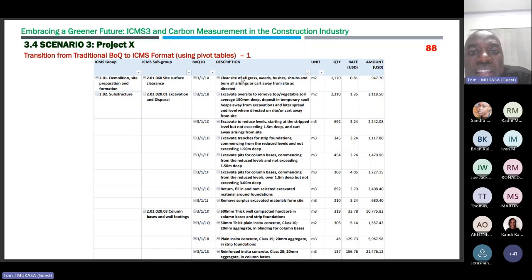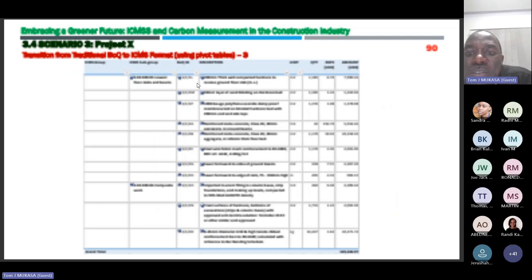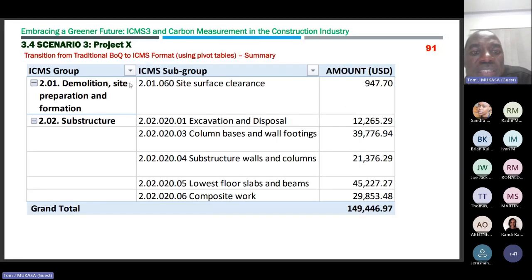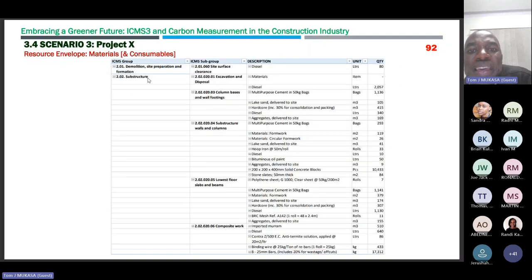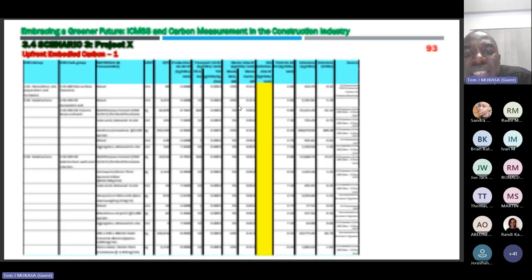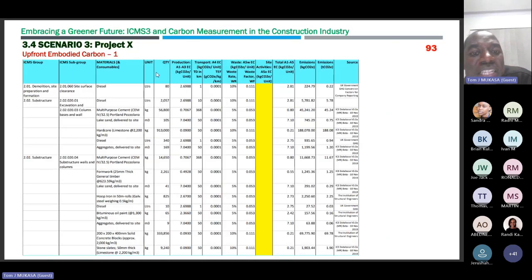This was the process of doing that after doing the other table. And eventually, I was able to classify the different work items into ICMS subgroups. From there, I had to go into the work requirements to compute the diesel and the materials. And once I got my materials for each of those work sections, I went to the ICE database and picked out the standard.